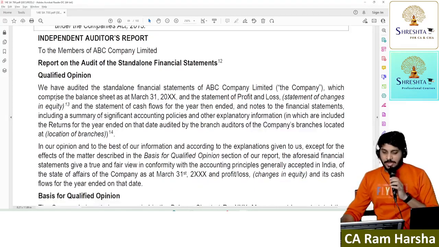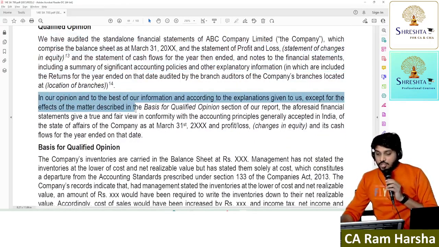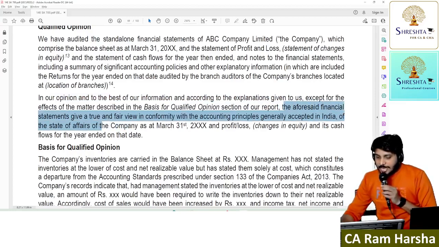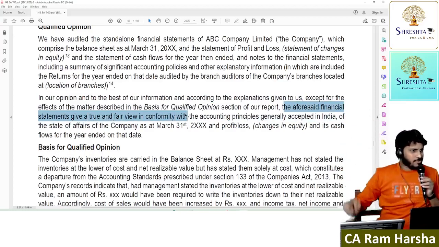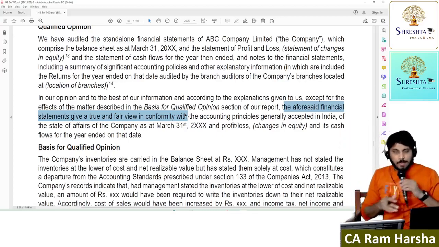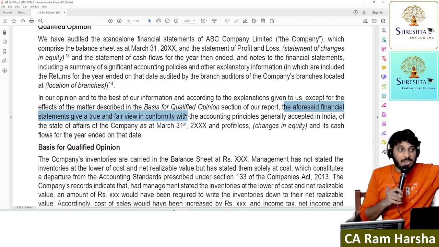Now you see the qualified opinion. We have audited the same matter. Now in our opinion, to the best of our information, according to the explanations given to us, you see below, the aforesaid financial statements give a true and fair view. That is also a positive opinion only, no? Qualified opinion also they are saying what? Aforesaid financials are true and fair. But there is some exception. Which means it is not an absolutely positive opinion. It is a conditional positive opinion.